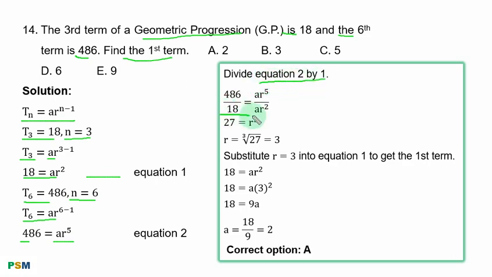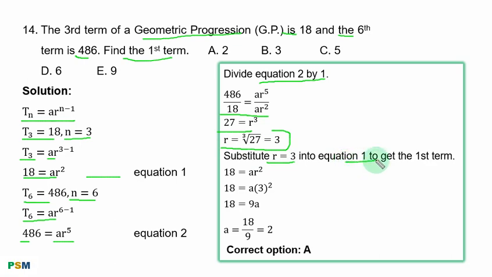You have it in this form. You have 27 equal to r cubed. To get r, take the cube root of both sides, and r is equal to 3. To get a, you have to substitute r equal to 3 into any of the equations.